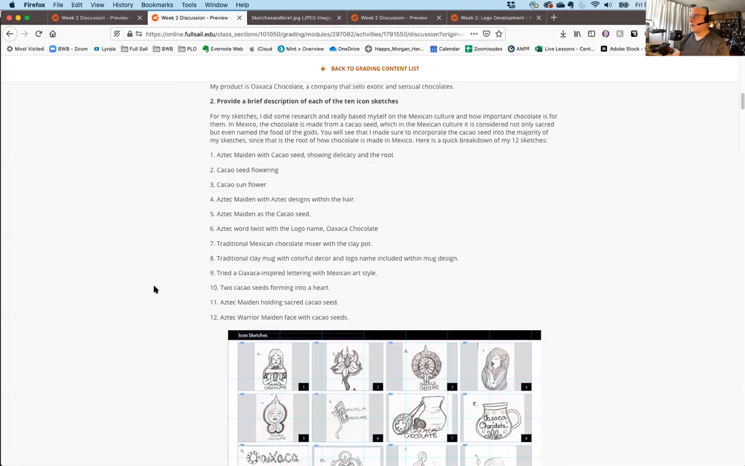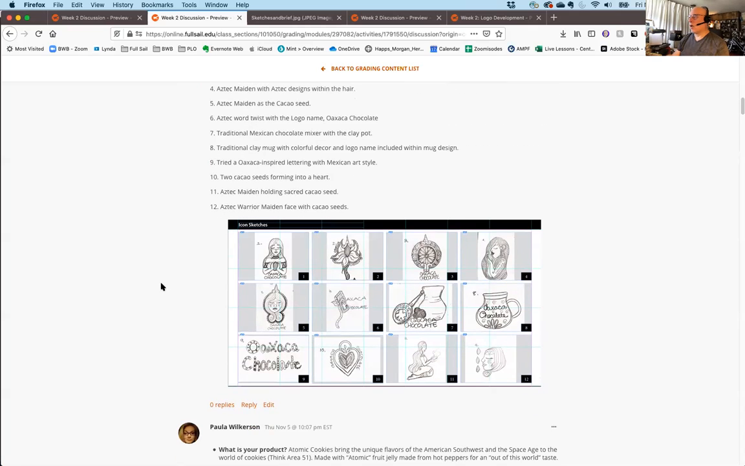Chantel, you're doing Oaxaca chocolate. So these are beautiful sketches, and you certainly embraced some of the culture and did some research and all that. Steer away from using the word. That's what we're trying to tell you. A lot of these, though, the other ones are really potentially great. I love this number 11, number 1, number 3, number 4. Among the most of them, you have a lot of potential.